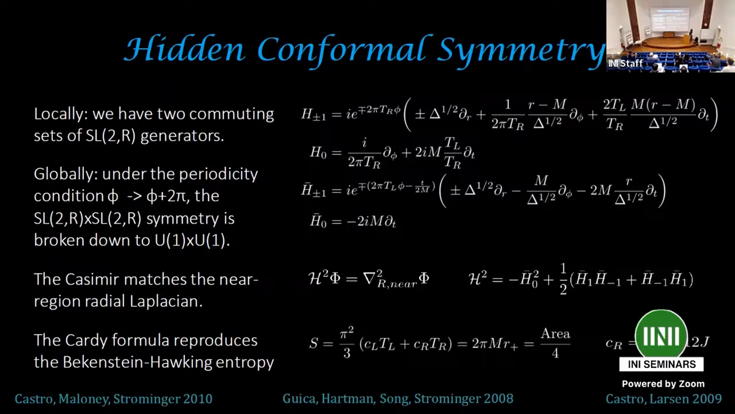If you use these central charges, which have been calculated by Castro and Larsen to be 12J, J is the angular momentum, and you assume a Cardy formula, so you assume a CFT interpretation of your theory, you get that it reproduces the area of the black hole. Tell me, yeah.